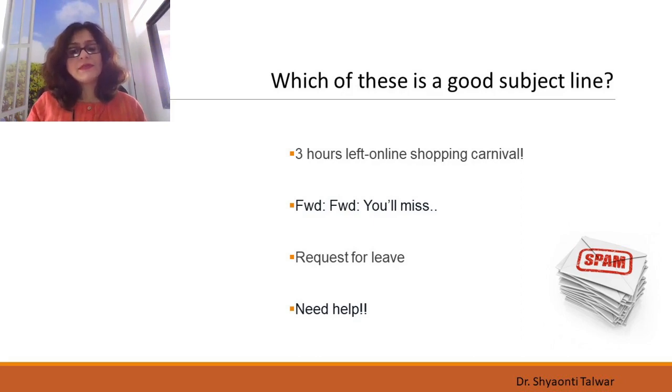Now, if you receive something like "3 hours left, online shopping carnival", "forward, you will miss", "request for leave", "need help", these are all subject lines. What does each subject line tell you? This one is clearly about some shopping thing that is going on. So, this is normally treated as spam mail, where you are not interested. Maybe you have shared your email ID with some store where you had gone shopping, and they will keep sending you updates of whatever they are doing.